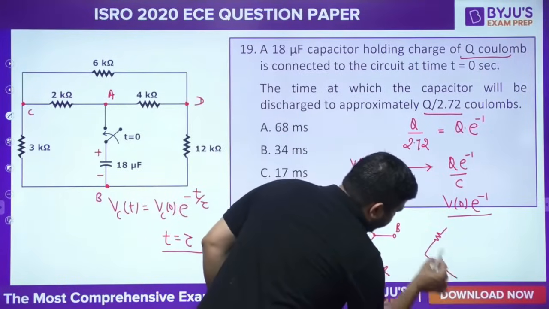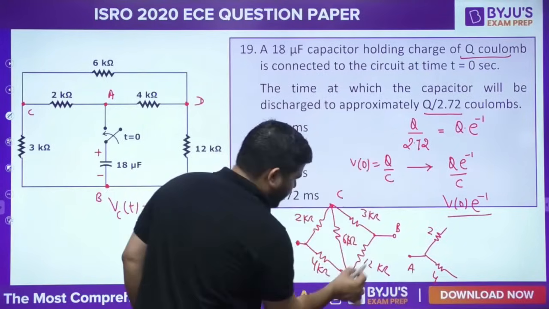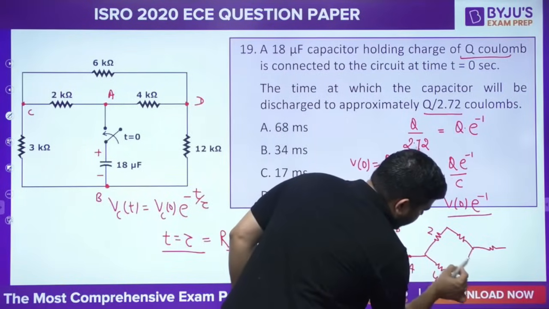This is 2 kilo ohm. This is 2 kilo ohm. This is 4 kilo ohm. Okay, and I'm making it star.